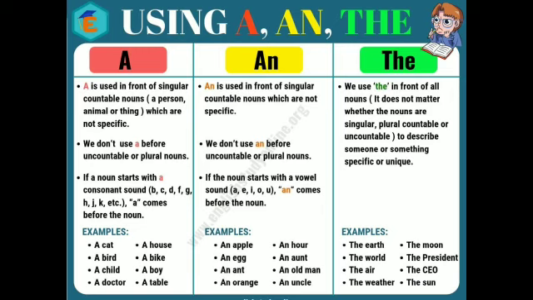Okay, it is singular in number and it is countable. Countable and uncountable, you know. Countable means the things which we can count, and uncountable means when we cannot count them. So a is used in front of a singular countable noun which is not specific.